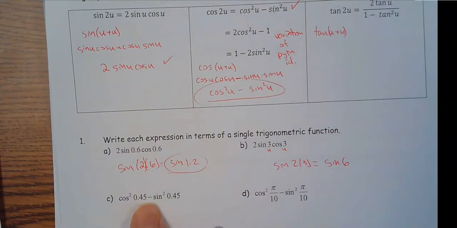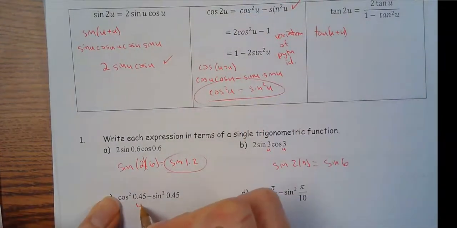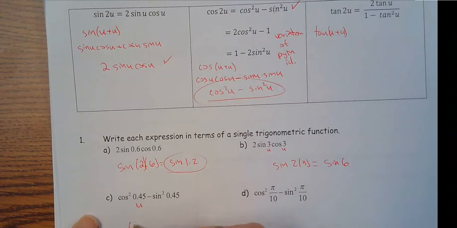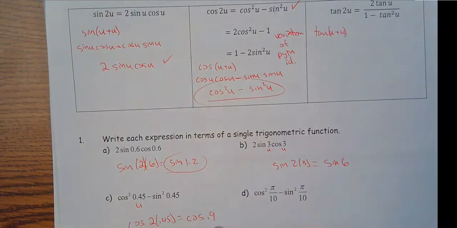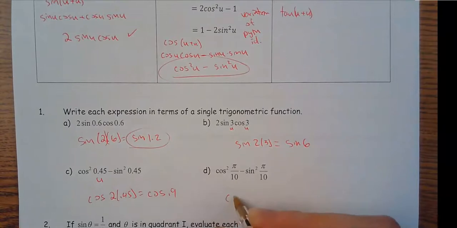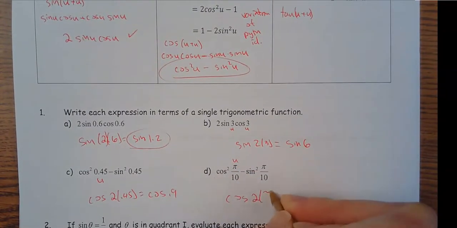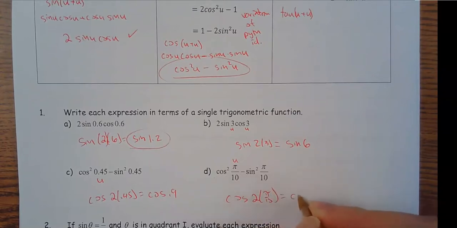Which one does this match up with? You can look up above here, it's with cosine. So your u was 0.45, so cosine of 2 times 0.45, which would be cosine 0.9. And then this guy here, same idea as over there, it's cosine. And now your u is pi over 10, so it'll be 2 times pi over 10, which is going to be pi over 5, so cosine pi over 5.